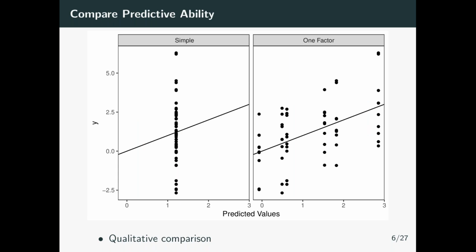Well, again, attacking this problem from a predictive model way, we can compare the predictive abilities of those 2 models, the simple model and the one-factor model. So again, 2 graphics on this slide. The left graphic is associated with the simple model, so just the mean of all the observations, and the right graphic is associated with the one-factor model.